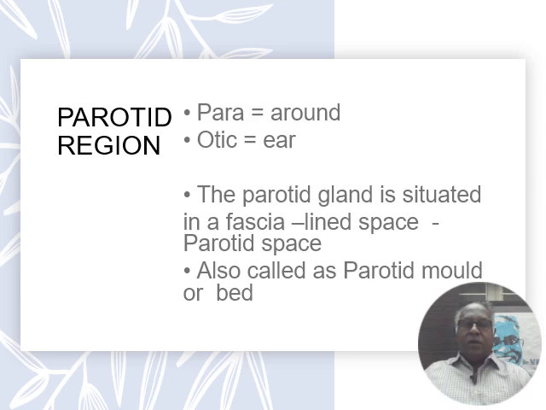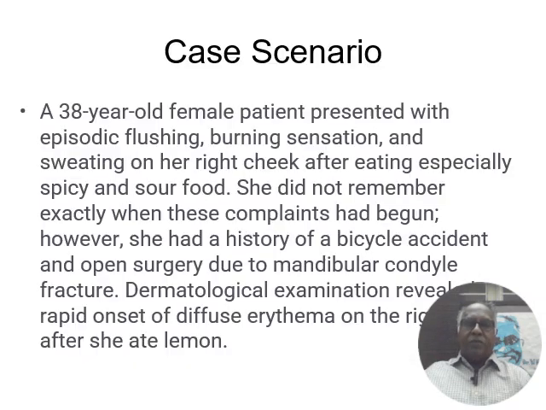Hello, I'm here to teach you about the parotid gland. Para means around and otic means ear, so the parotid gland is present near the ear. It is situated in a space called the parotid space. It is also called the parotid bed or the parotid mold.